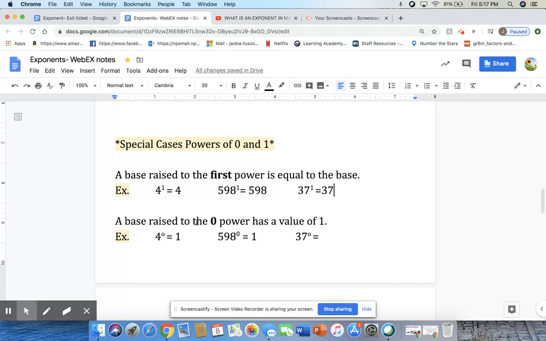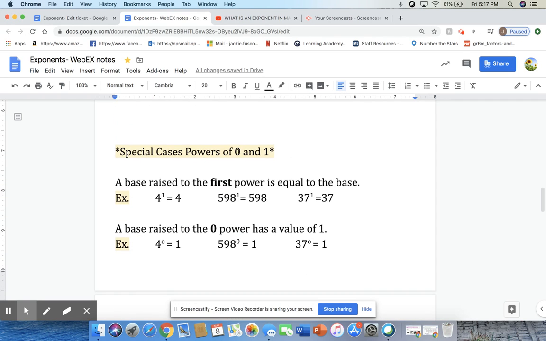Now, a base raised to the 0 power, 4 to the power of 0, it's always going to equal the number 1. So that's a funky trick right here. 4 to the power of 0 is 1. 598 to the power of 0 is 1. 37 to the power of 0 is 1. Okay, it's a rule. You just have to remember these 2 rules. They're special, and they'll be here as notes for you to refer back to.